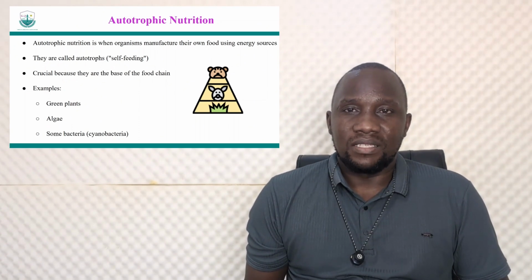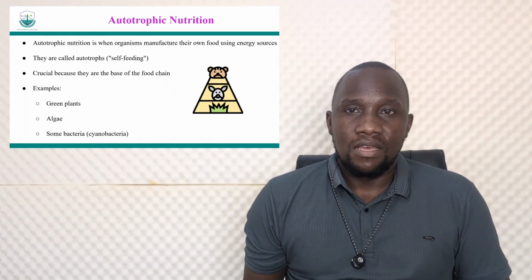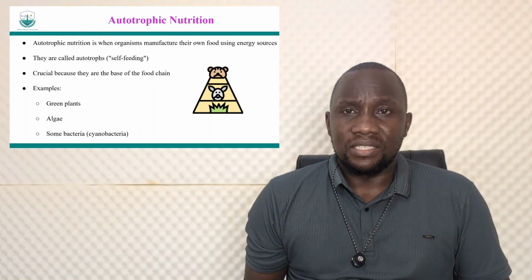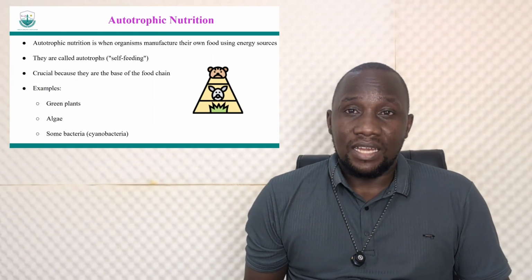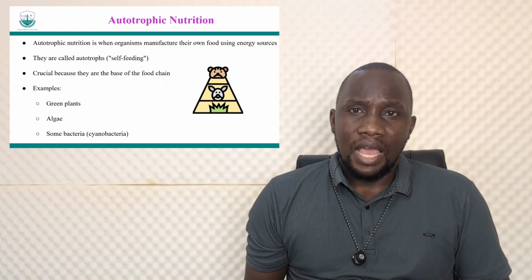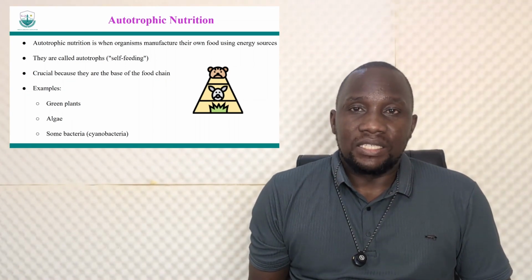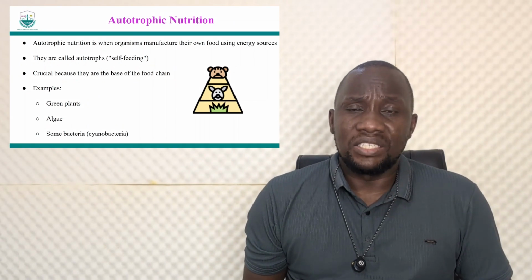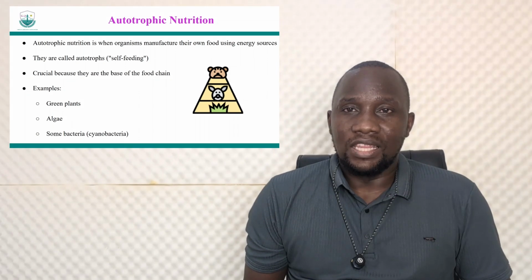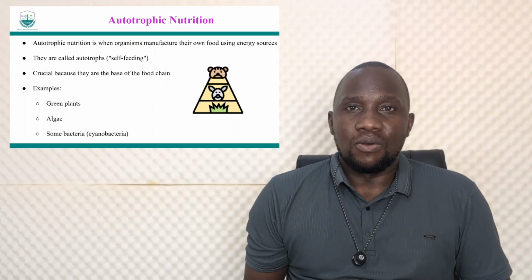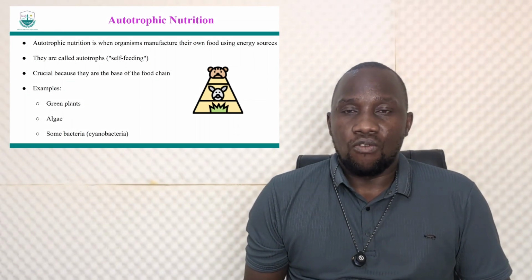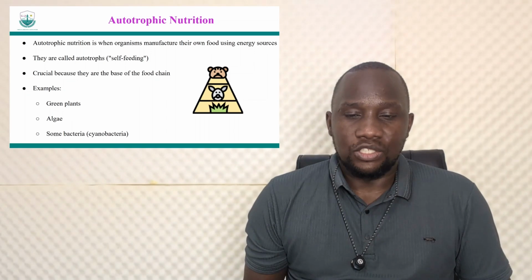So we said that green plants are primary producers. But remember that it's not only the green plants that we know, but also algae can carry out photosynthesis. Again, some bacteria can also be autotrophic, but the difference with them is that they use the energy that they get from oxidation of compounds, and we shall look at that shortly.